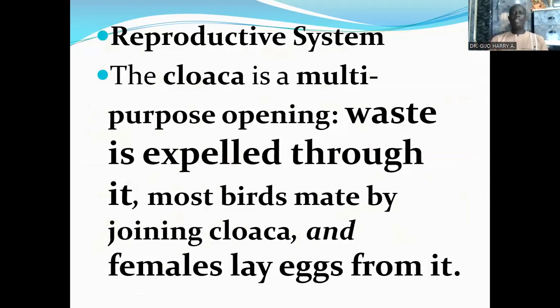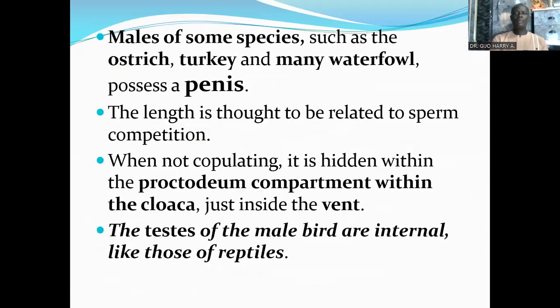Now, reproductive system. The cloaca is a multi-purpose opening. The cloaca, the anus of the bird, is responsible for waste expulsion. Waste is expelled through the cloaca. Then most birds mate by joining cloaca, and females lay their eggs from the cloaca.